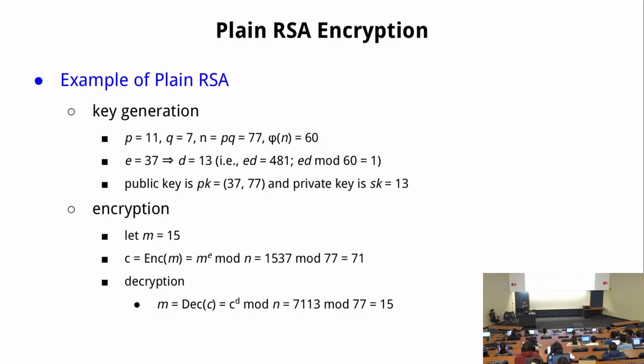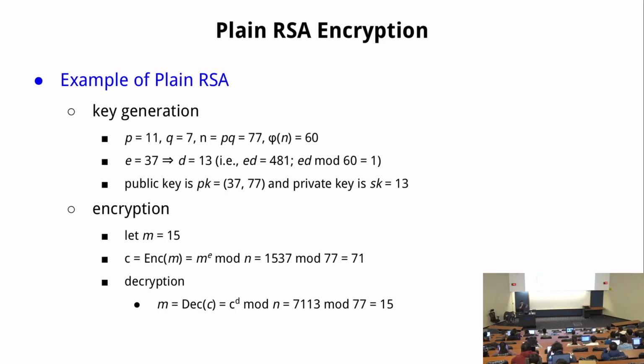So here we're just using 11 and 7. Those are just 3-4 bits. So let's say P is 11, Q is 7. Then part of the public key N will be 11 times 7, so we get 77. And the Euler's totient function will be (11 minus 1) times (7 minus 1), which is 10 times 6. So we get 60. Then we choose another small prime here, which is 37.